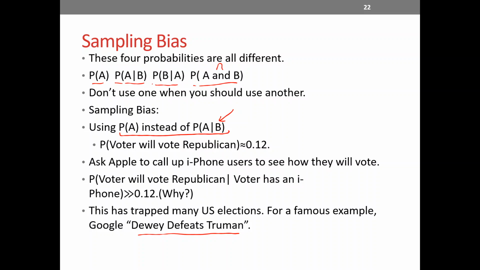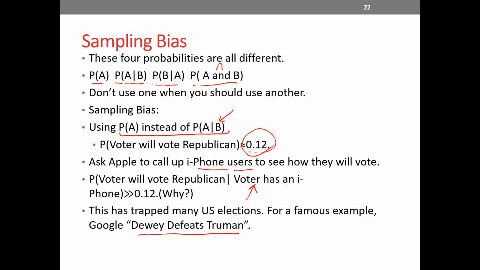But a small example would be that let's say I'm interested in the probability that a voter will vote for the Republicans, and that's around 0.12. If I ask Apple to call up all iPhone users to see how they will vote, this probability will have a different value than 0.12. Why? Because I am basing my entire survey on the condition that the voter has an iPhone, right? So this is not the right number that I'll get if I'm doing my survey using some condition, which in this case is the iPhone users only, right? This is why we have to be extremely careful when using probability of A instead of probability of A given B, right?